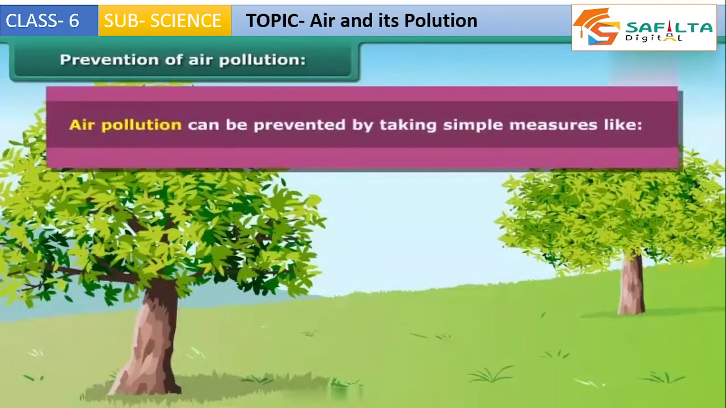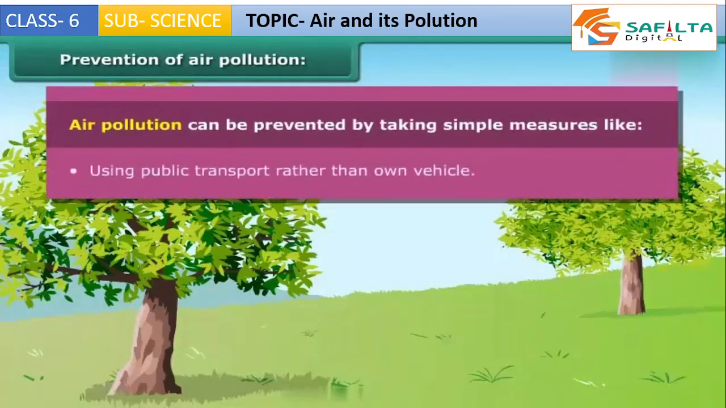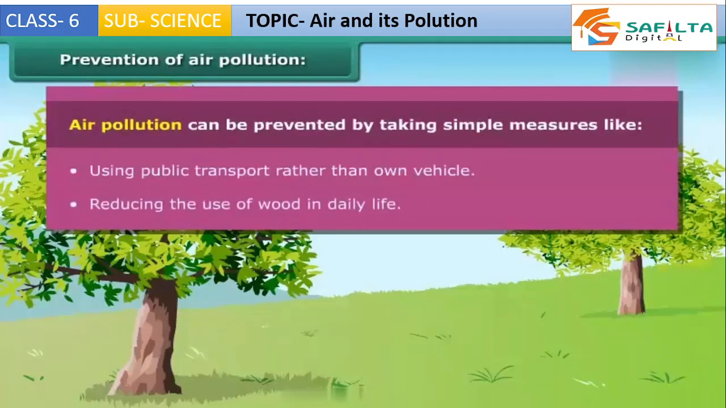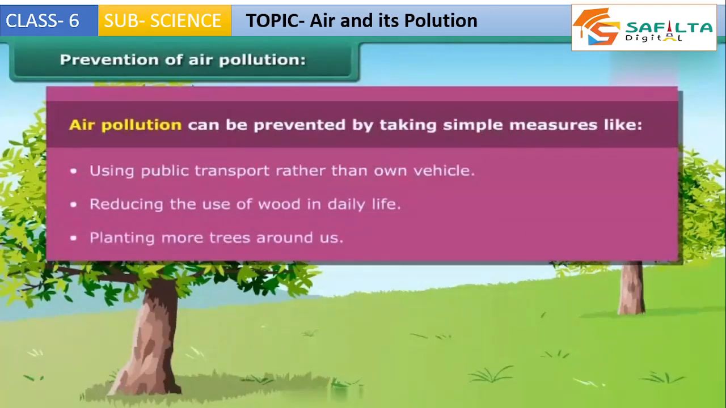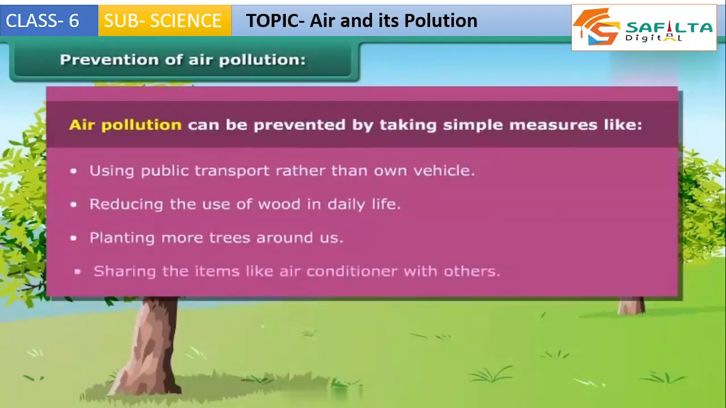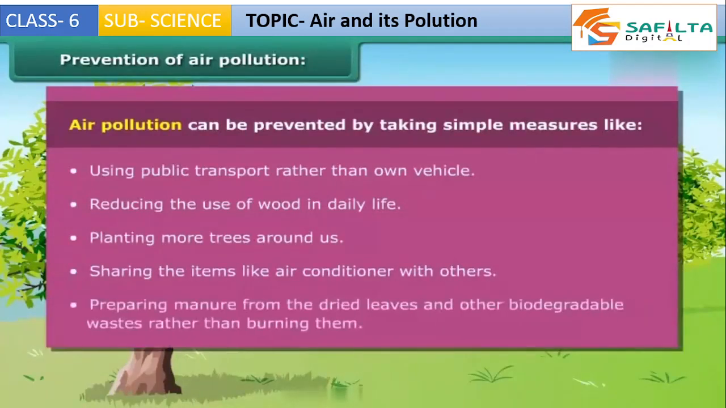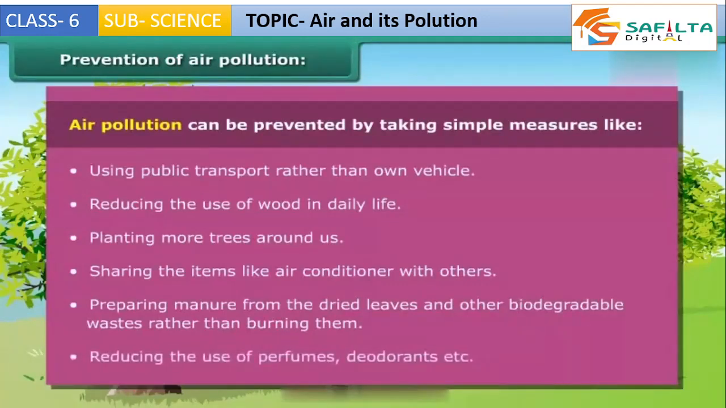Air pollution can be prevented by taking simple measures like using public transport rather than your own vehicle, reducing the use of wood in daily life, planting more trees around us, sharing items like the air conditioner with others, preparing manure from the dried leaves and other biodegradable wastes rather than burning them, reducing the use of perfumes, deodorants, etc.